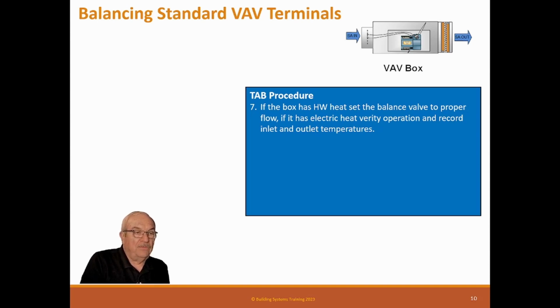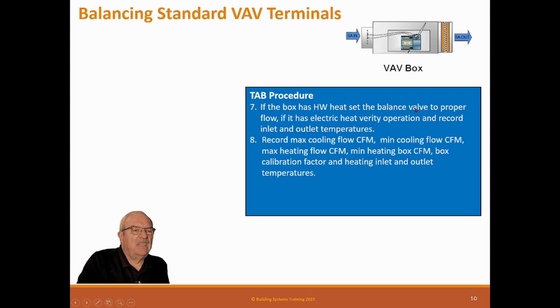And if you didn't test that and it doesn't actually work, you're going to be blamed for that because you didn't look at it. So it's simple. Just make sure you know the temperature rises in the duct. We don't really care what the temperature drop is, but we want to show the engineer that we turned it on and we got a temperature rise. And that's what we want. Record maximum cooling flow CFM, minimum cooling CFM, maximum heating flow CFM, and heating box CFM. Box calibration factor and heating inlet and outlet temperatures.